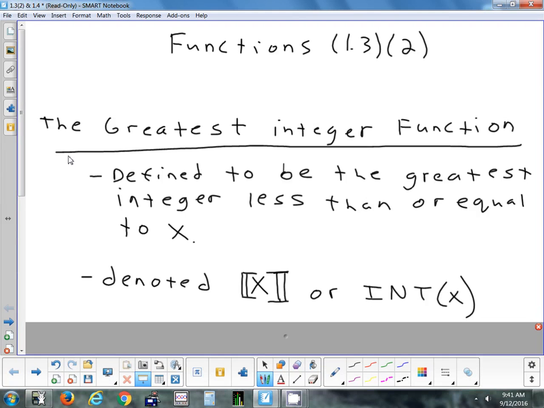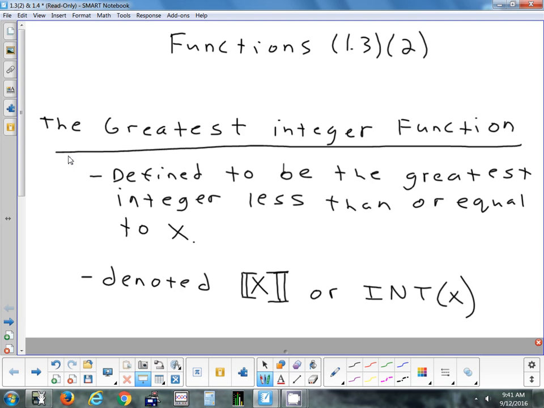In our book, the notation for it that you'll come across is a double bracket around the x. You'll see that notation on page 27. And the notation our calculator is going to use, that we're going to look for in the menu to graph it, is int. Some calculators use capital INT, some lowercase.